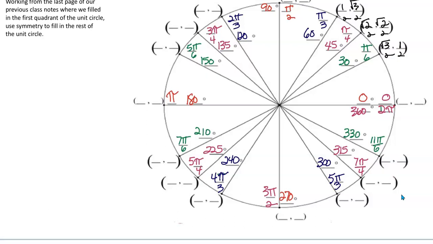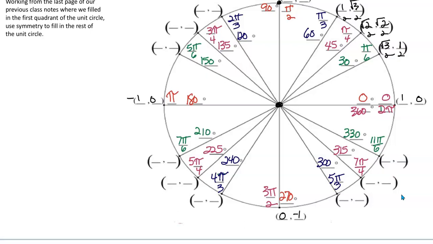The quadrantals, let's fill those in now. This is 1, 0. This is 0, 1. Remember, these are x and y's, and this is a point on the unit circle. This is 0, 0, so just from the origin. This is negative 1, 0. And this is 0, negative 1.